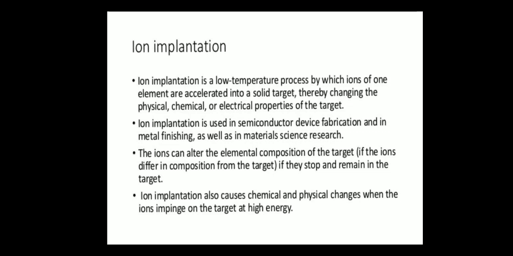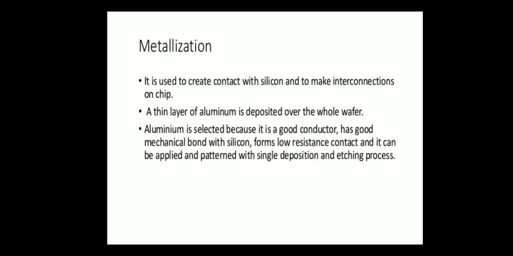Okay, this technique has two advantages. One is it is performed at low temperature, and the other is the temperature has to be controlled over a large area inside this oven, so the beams which we use are electrically controlled from outside. Next one is the metallization. Metallization is nothing but to create a contact with silicon and to make interconnections on the chip. We use a thin layer of aluminium deposited over the whole wafer, which is used as the contact.